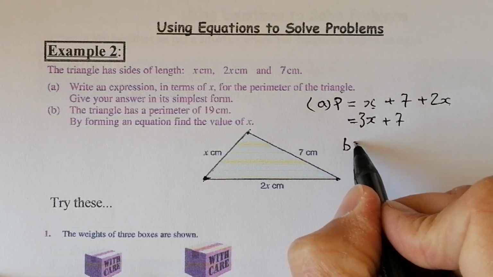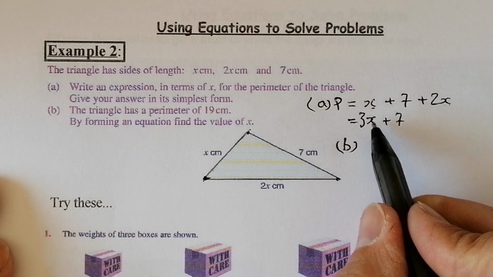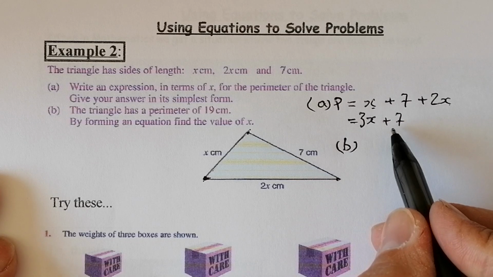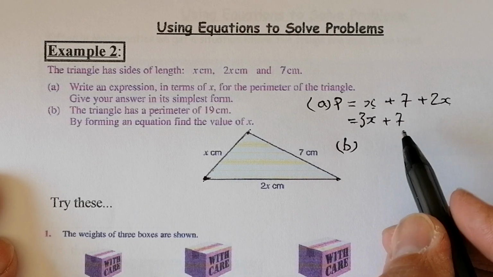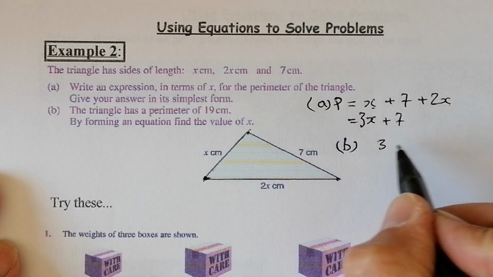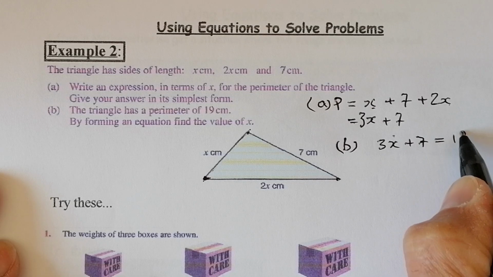For part B, okay, the triangle has a perimeter of 19 centimetres. By forming an equation, find the value of x. So what I've got here is I've got my expression for the perimeter. Okay, so let's go and do that. So what we've got is we've got our 3x plus 7. We know it equals 19.